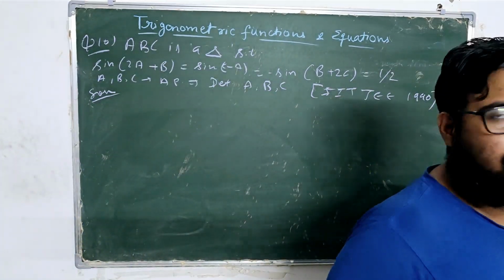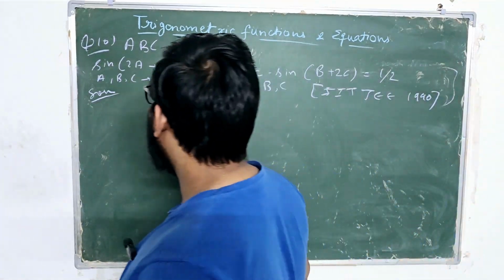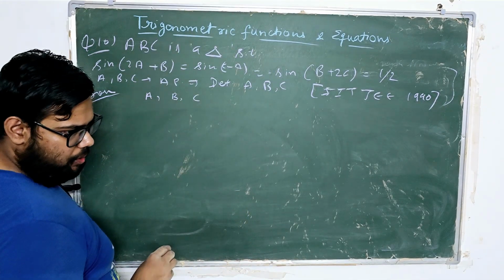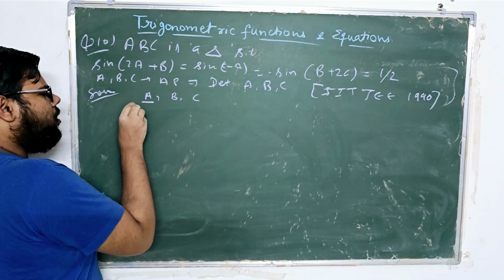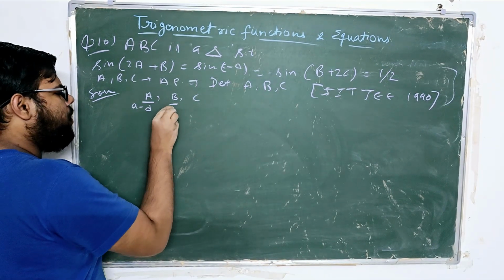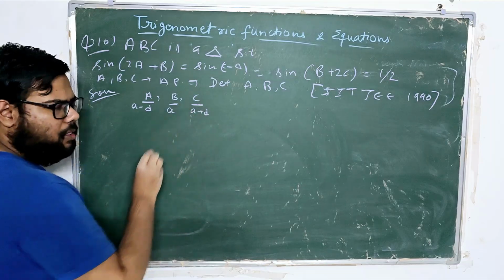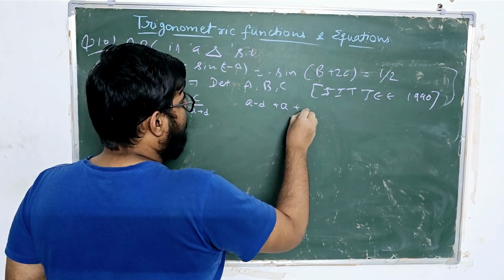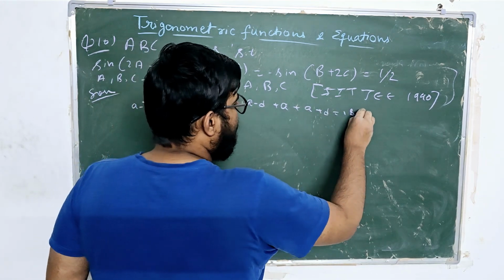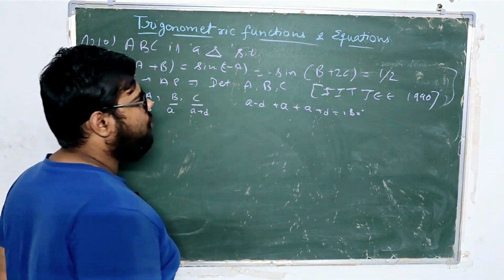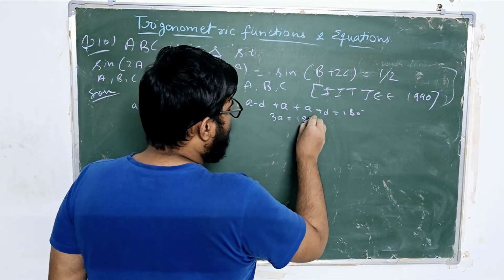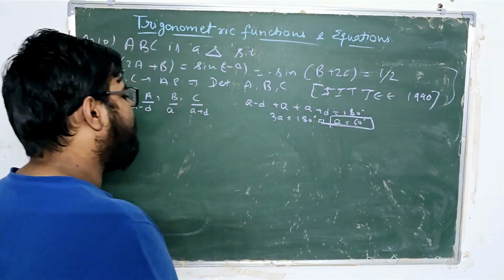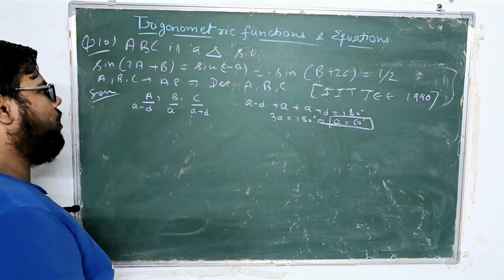Okay. Now since it's a triangle, you can assume the angles as A, B, and C, right? So let's assume this as A minus D, this as A, and this as A plus D. Correct? Okay. So we have A minus D plus A plus A plus D should be equal to 180 degree or pi radians. So 3A is equal to 180 degree. So A is equal to 60 degree. We have got one value, that angle B is equal to 60 degree.